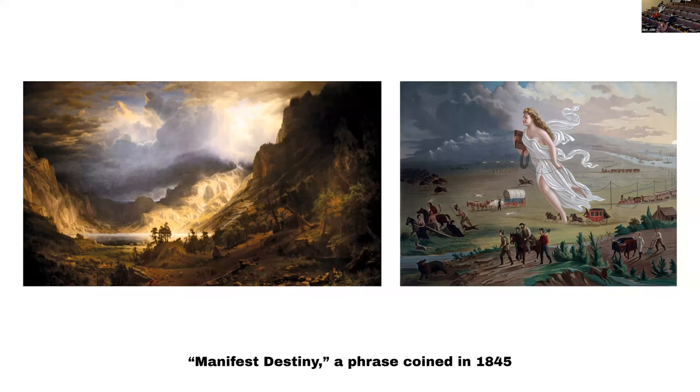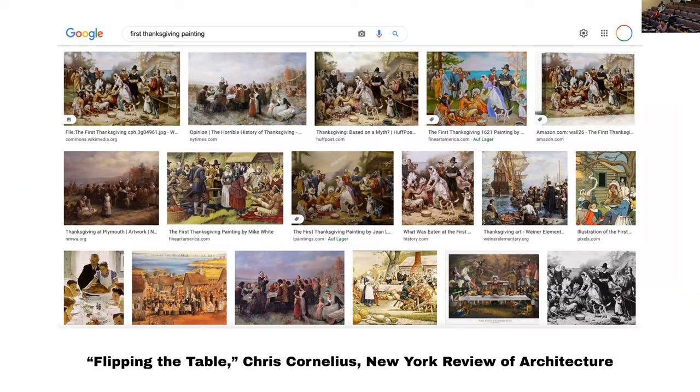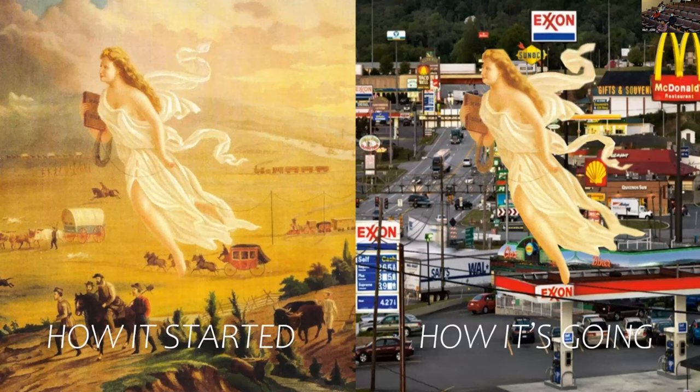So these are beliefs and values that eventually became material. This is a great essay by Chris Cornelius that talks about critiquing Thanksgiving Day paintings that express similar themes. Talking about the classic painting of Manifest Destiny on the left, and just how this story resulted in a toxic hellscape.